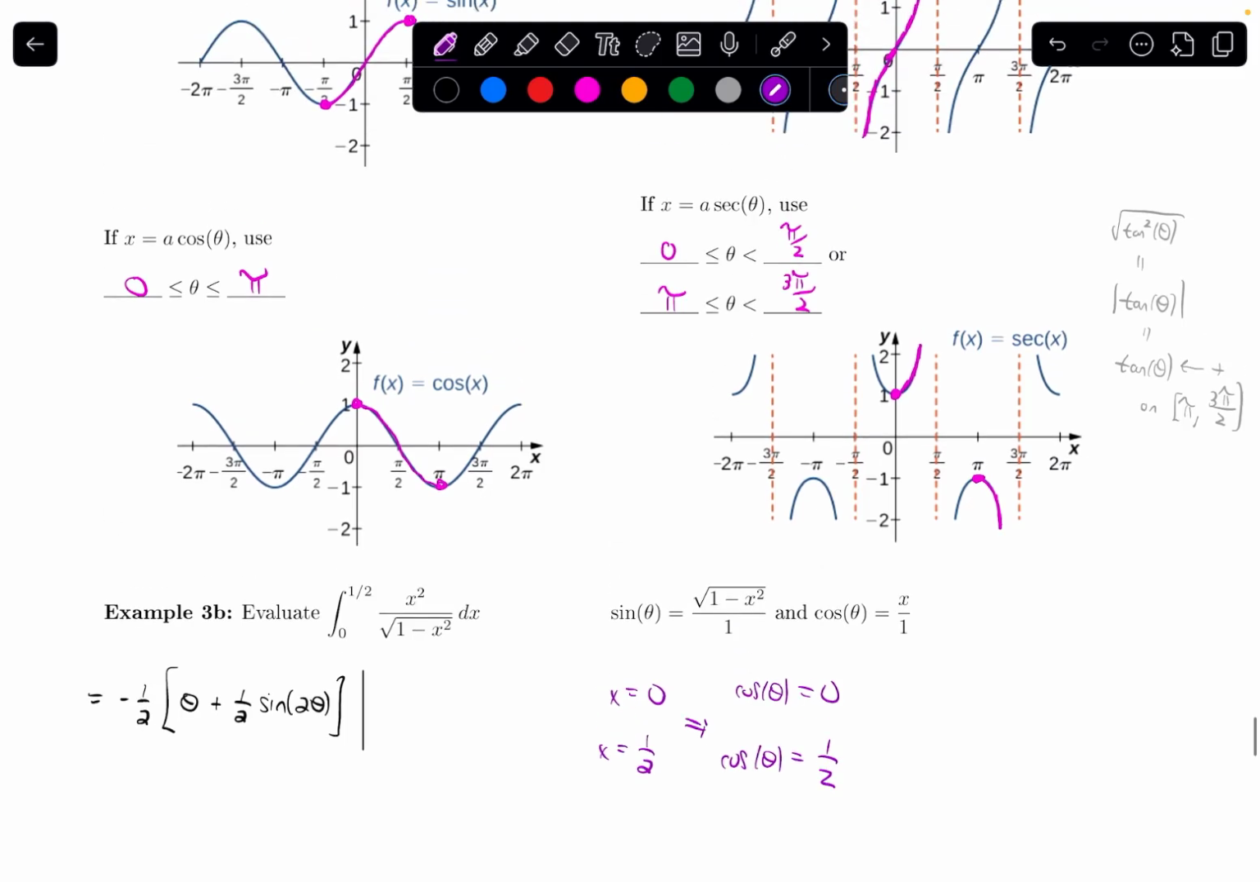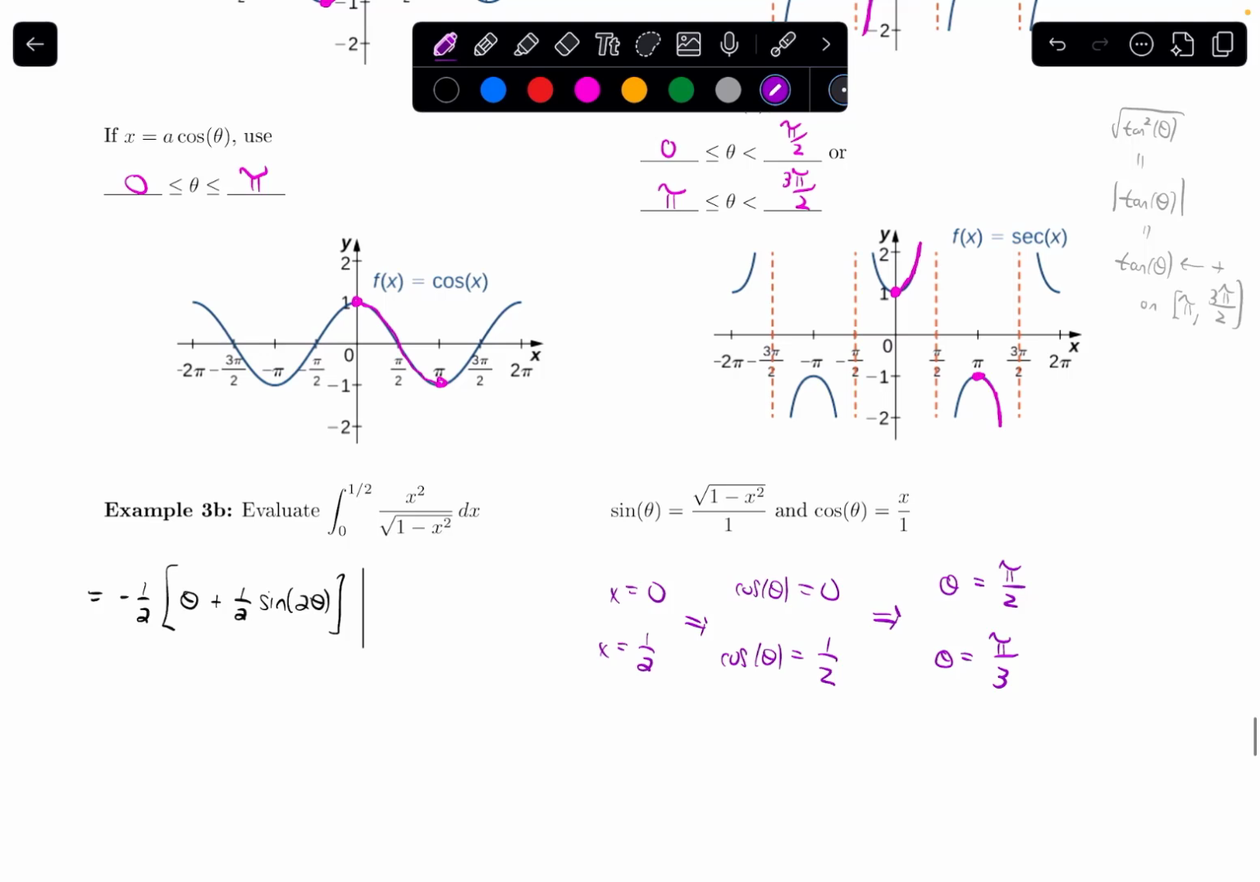And here's where I got to use this angle restriction for cosine. I need the angle to be between 0 and pi. So cosine of what is 0? Well, on that domain restriction, it's just at pi over 2. And when is cosine 1/2? Well, it's just at pi over 3. Okay, nice. So this bottom number, the 0, converted to a pi over 2 in terms of theta, and the upper one converted to a pi over 3. This is a definite integral, so I don't need to put a plus c when doing this.